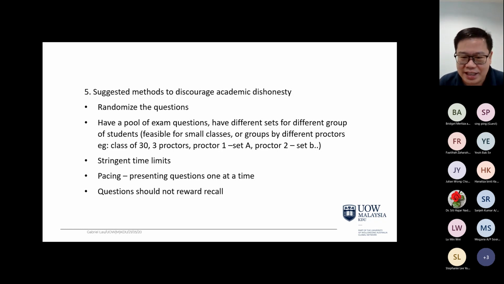But we know, we have done exams before. Sometimes you may understand it very well, but when you're in the exam hall, of the 7 steps, you may just forget 1 or 2. So you need 5 over there. So it could be. So that is called the pacing method. And questions should not reward recall. Your questions should not just reward the recall part, but more the application part.